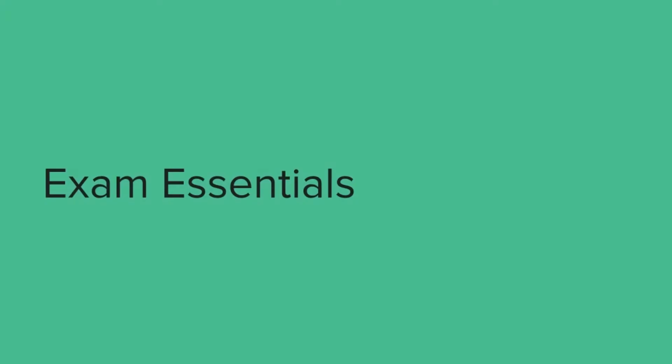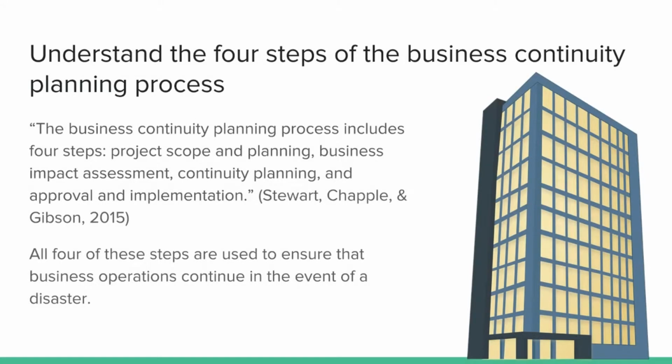So exam essentials. For the exam essentials, you need to understand the 4 steps of the business continuity planning process. The business continuity planning process includes 4 steps: project scope and planning, business impact assessment, continuity planning, and approval and implementation. All 4 of these steps are used to ensure that business operations continue in the event of a disaster.